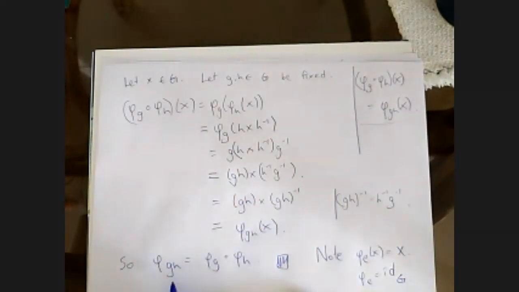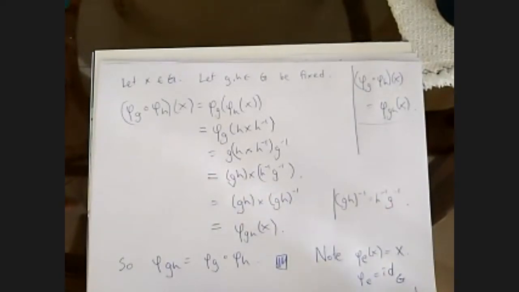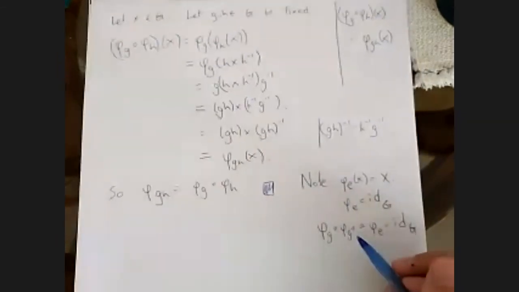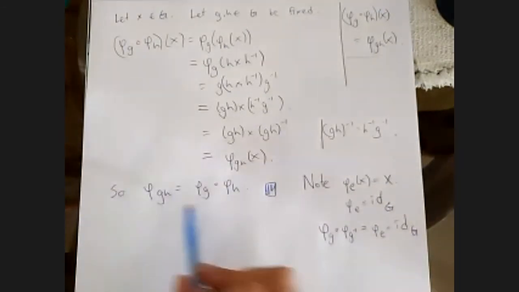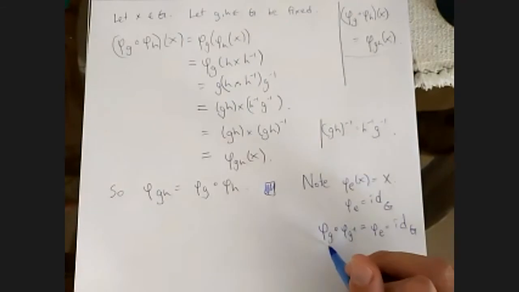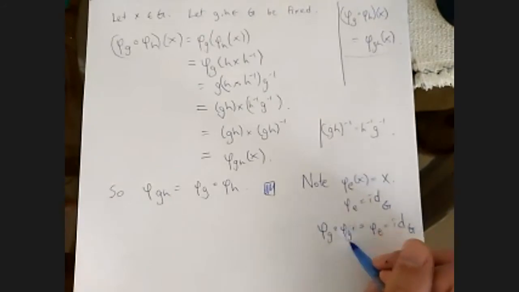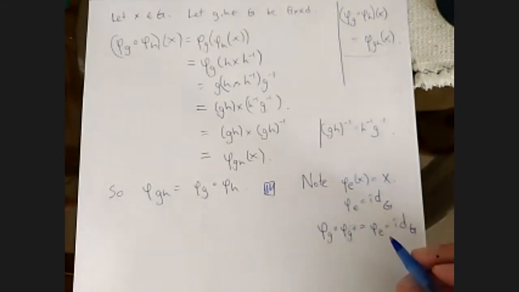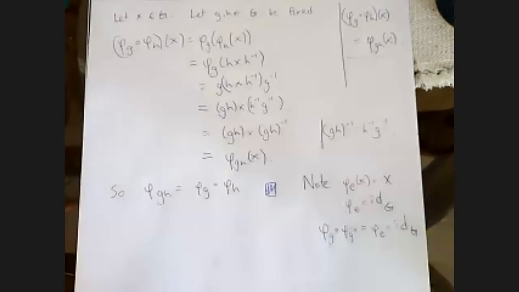So therefore, that tells us that phi G of phi G inverse is phi E, which is the identity function on G. So therefore, the inverse of phi G is phi G inverse. Oops, I went down too far, but that's okay. Right, so proving this formula allows us to say that phi G has an inverse. The inverse of phi G is just phi of G inverse. Okay, in particular, phi G is one-to-one and onto, it is an isomorphism.